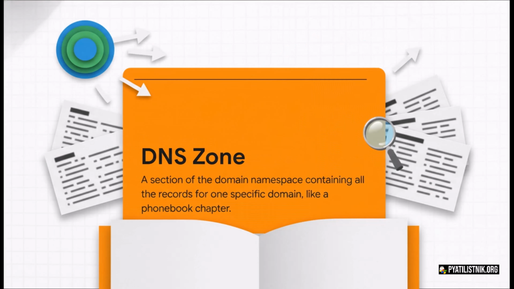So where does all this information actually live? Well, it's not just a jumbled mess. It's all neatly organized into what we call DNS zones. If we stick with our phone book analogy, a DNS zone is like a single chapter dedicated to just one domain, holding all the different contact info for it.